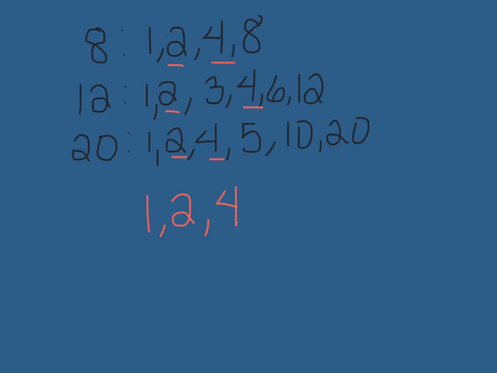So now I have all of the common factors, and the last step is to choose the greatest common factor. That would be the greatest number, which is here, 4. So the GCF, the greatest common factor of 8, 12, and 20 is 4.